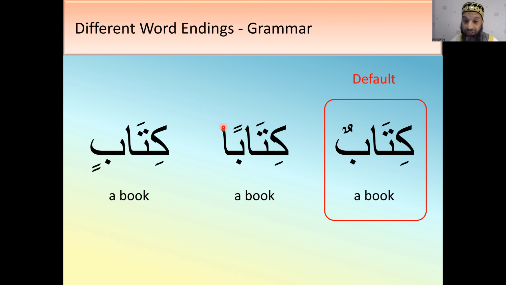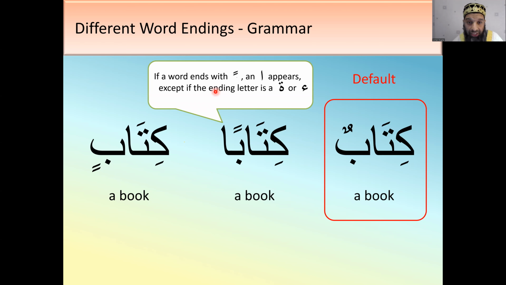So meaning-wise, it doesn't change the meaning. But there's something in the Arabic language. If a word ends with a double fatha, a double zabar, an alif appears. It just appears. Except if the ending letter is a ta marbuta or a hamza. So if the ending letter is a hamza or a ta marbuta and it has a double fatha on it, you're not going to get an alif appearing there. But all other letters have an alif appearing if there is a double fatha on the last letter.